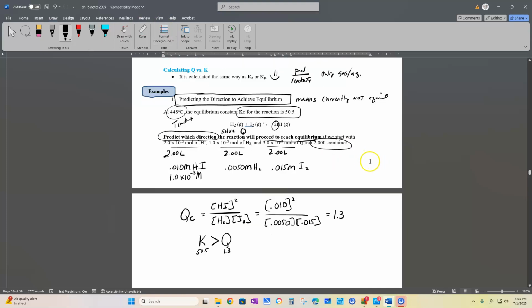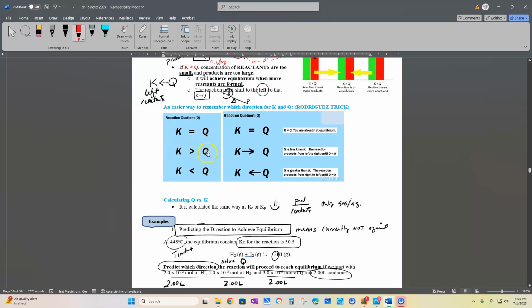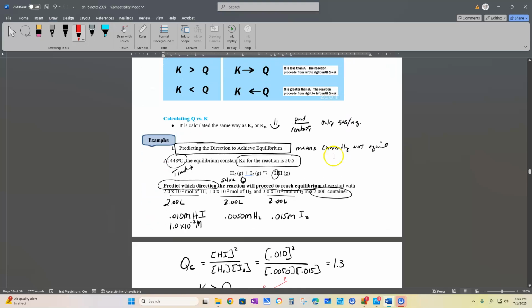So remember our cool little trick. That means my reaction has got to produce more products, and my products are on the right side. So who do I have too much of? Well, if I have to shift to the product side, and the product side needs help, that means my reactants are ganging up on my products because I need to shift to the right to produce more products. And let's double check up here. If my K is greater than my Q, the reaction has to proceed to the right, so that K equals Q.